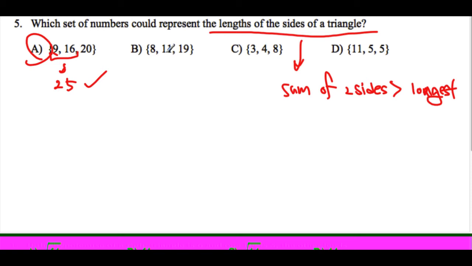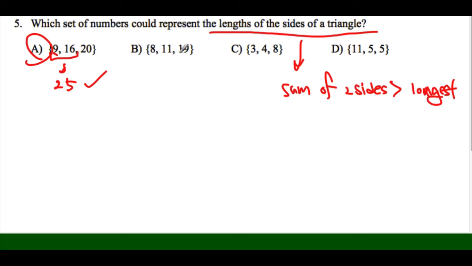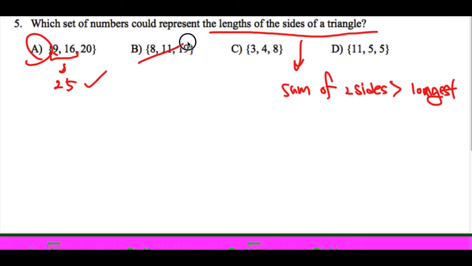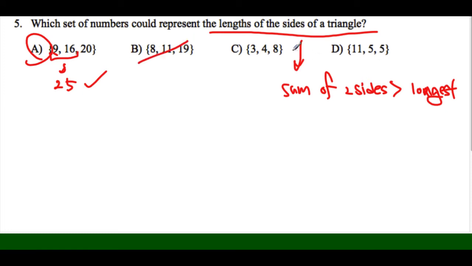For example, when you add up 9 and 11, it becomes 19. And then 19 is equal to 19, not greater. So therefore, this one is out. And you can check up on C and D also.